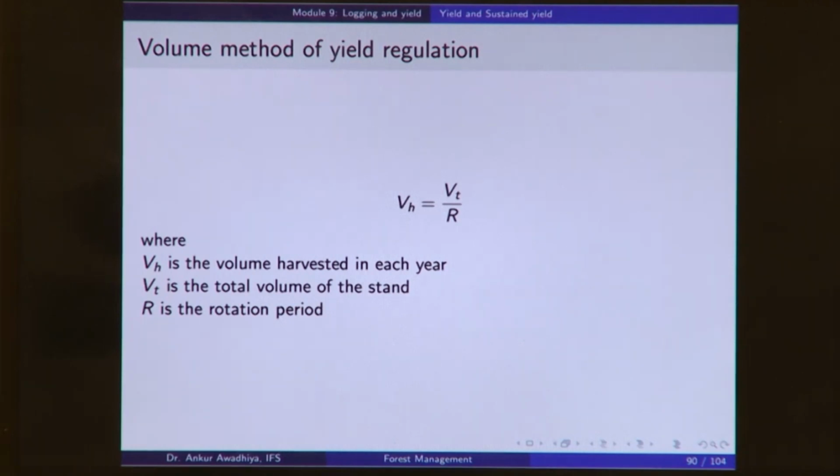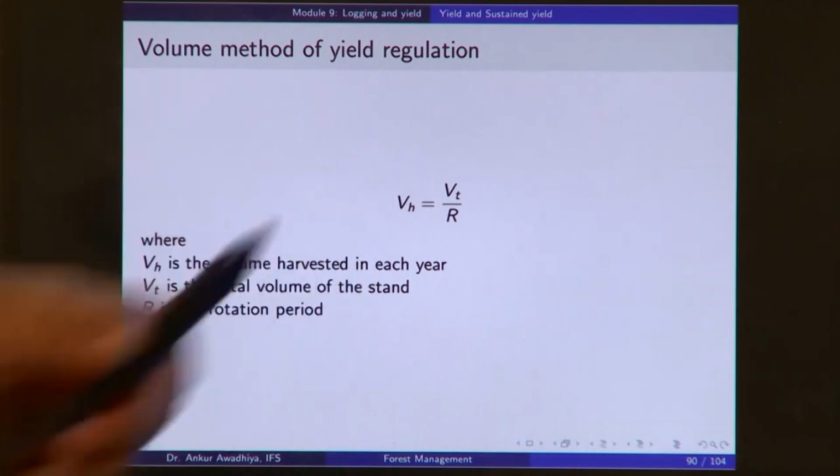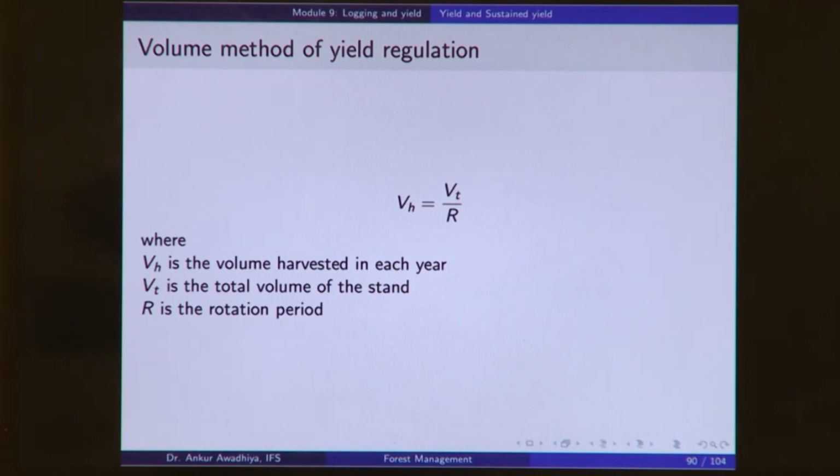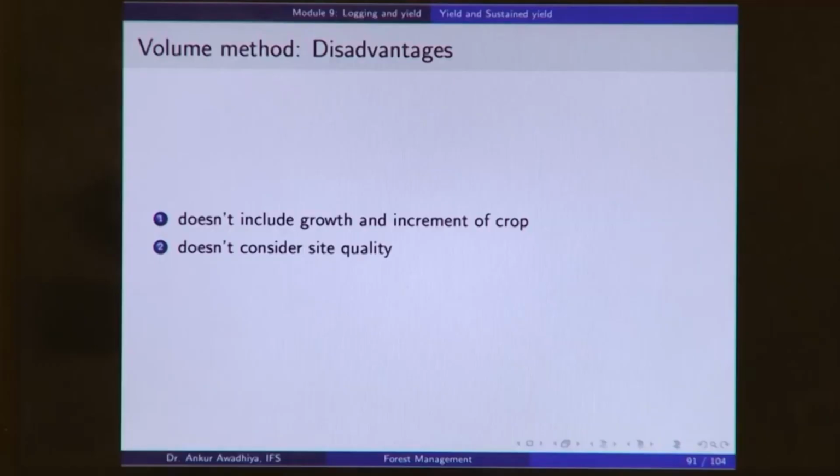Now, another method of yield regulation is the volume method. The volume method is a slight improvement of the area method. It says that the volume that should be harvested every year is equal to the total volume divided by the rotation period. So, what this method is saying is that you figure out the total volume of timber that you have, that is, the growing stock, divide it by the rotation period, and you will reach the amount of timber that you should be extracting every year. Here again, this is a very simplified way of putting things.